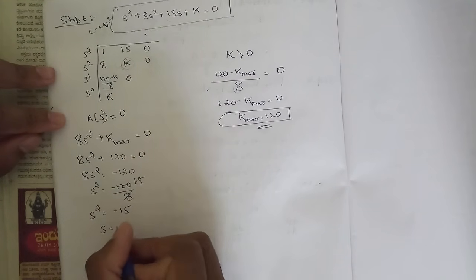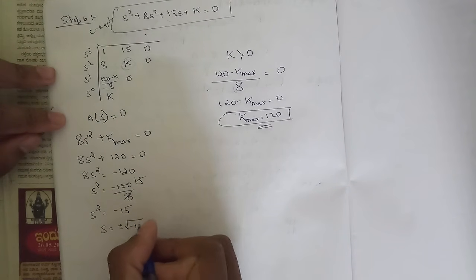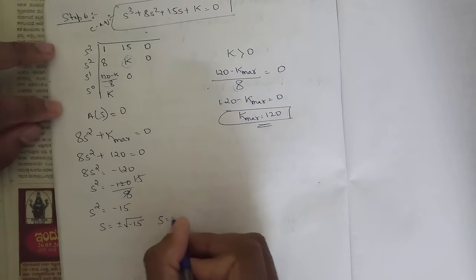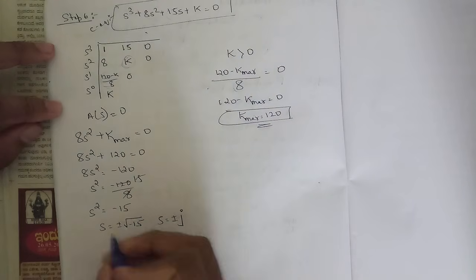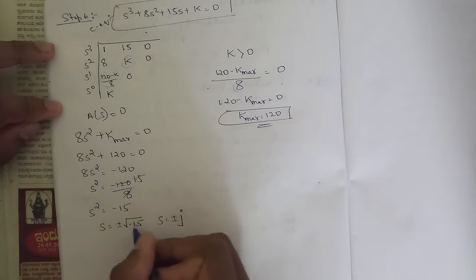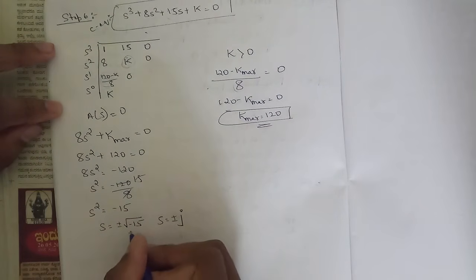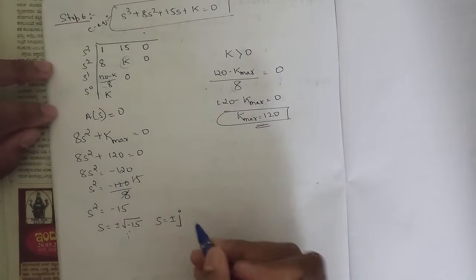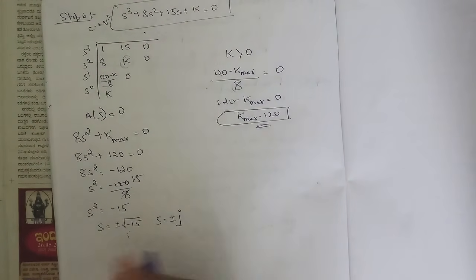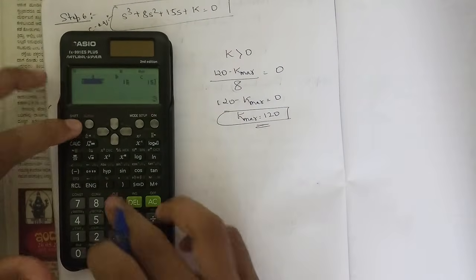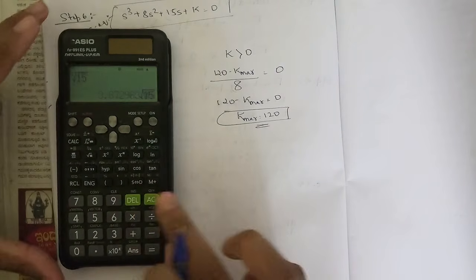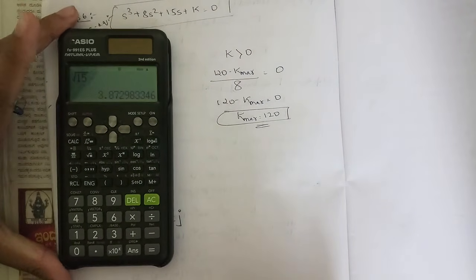So s is equal to plus or minus the square root of minus 15. Since we have minus 15 here, s is equal to plus or minus j. In order to take this negative sign, we need to add j square, which is minus one, and the square root of j square is j, so I have written j times the square root of 15. The square root of 15 is approximately 3.87.